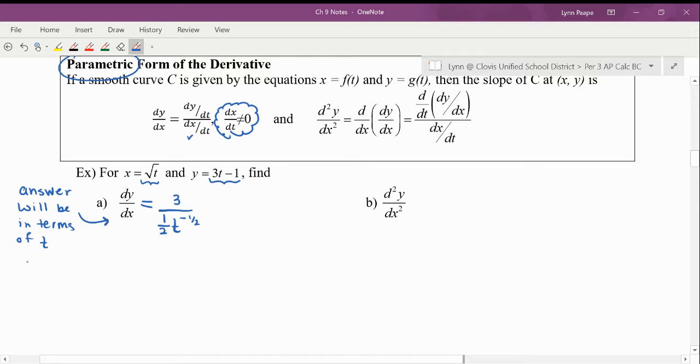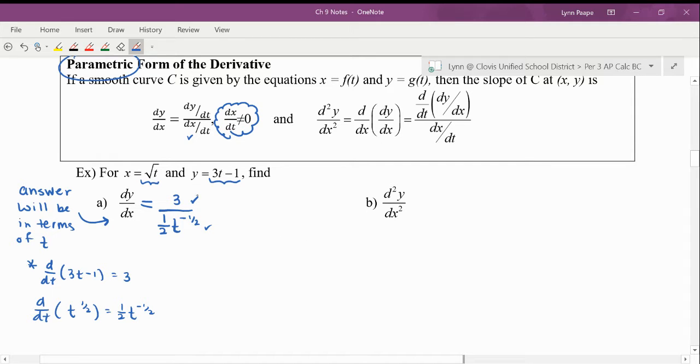Okay, so just to make sure we understand that, right? So I just took the derivative of y with respect to t, and that's just equal to 3, and that's where that came from. And then I did the same thing again, but I do it for the square root of t, and that's just the same as t to the 1/2. So that's just power rules. So I'm going to do 1/2 and then t to the negative 1/2, and then that's where that came from.